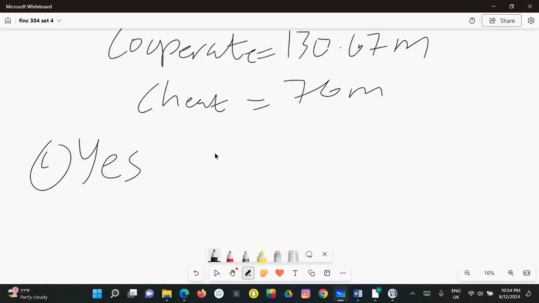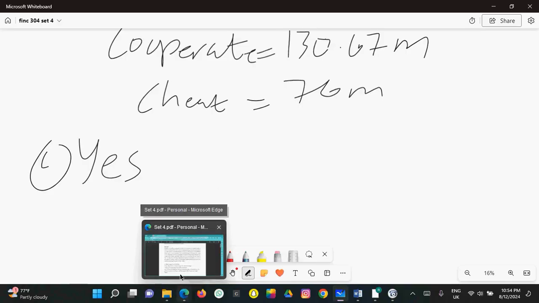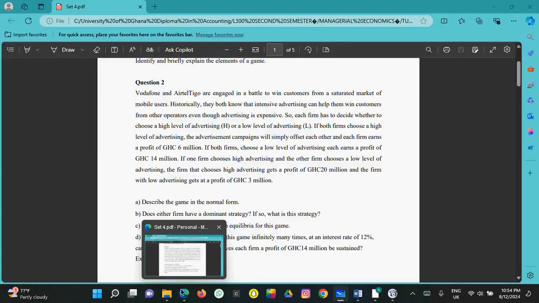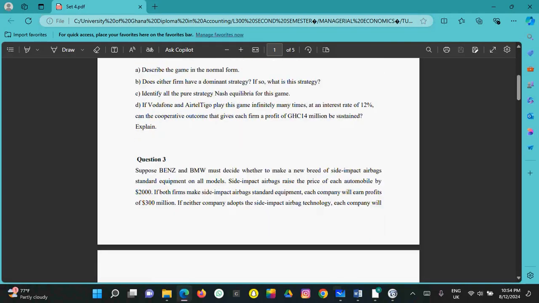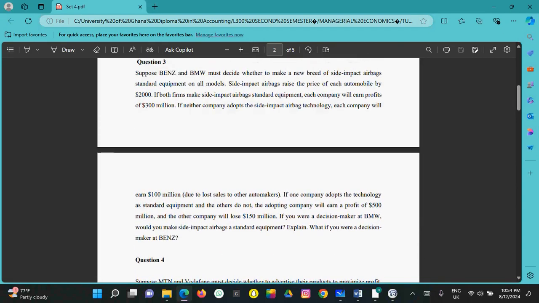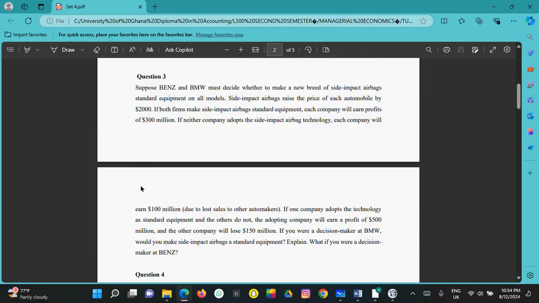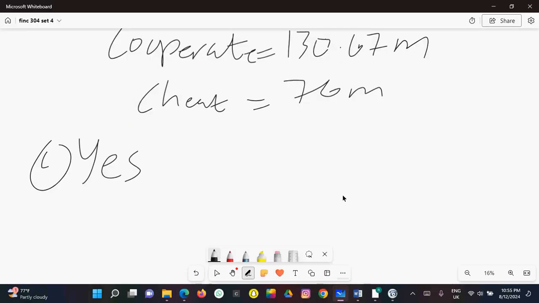So let's move to question 3 now. It's also like the application of question 2, right? So let's do this again. It's the same thing, but let me do it. So question 3.